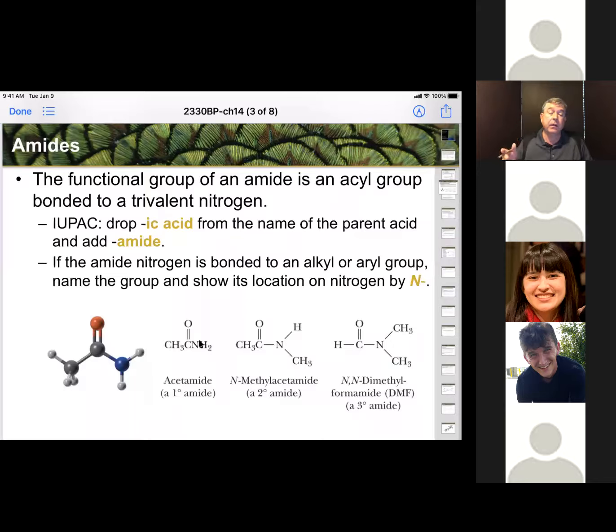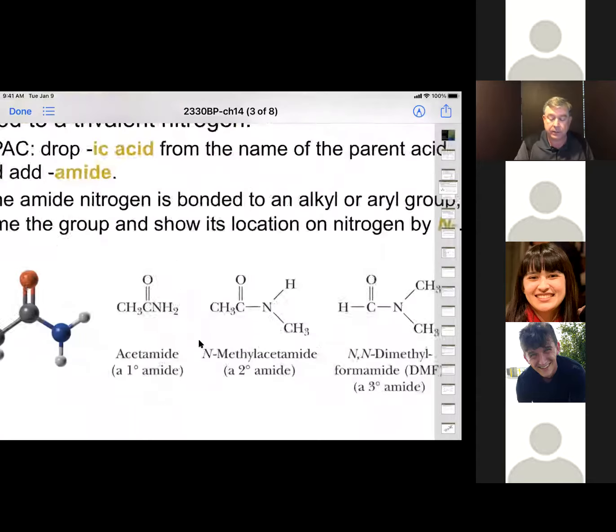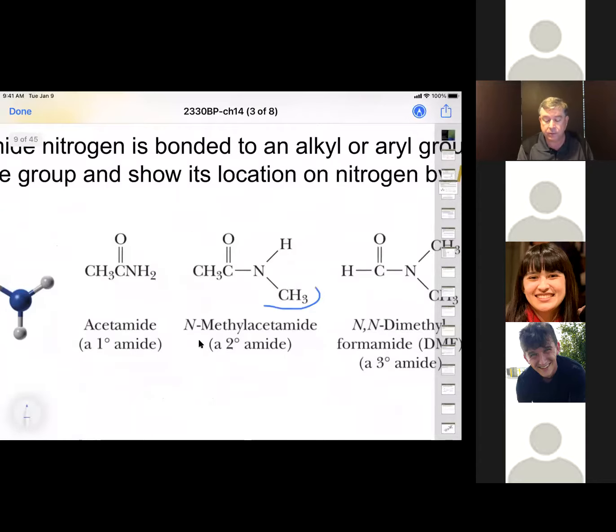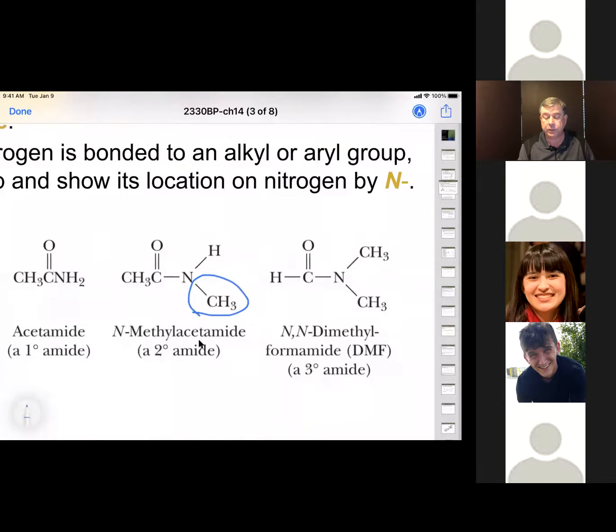If we were to take off one of those hydrogens and turn it into a different functional group, we would now call that a secondary amide because we have two carbons bonded to it. And if we did it again, we'd have a tertiary amide. Again, the amines are weird. It's all about how many carbons are bonded to that nitrogen.